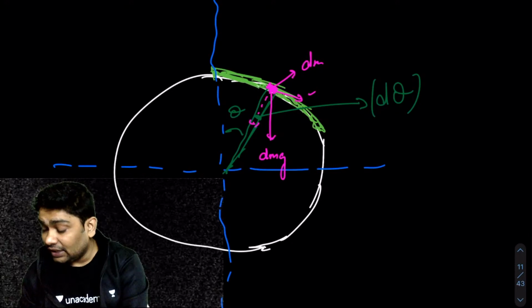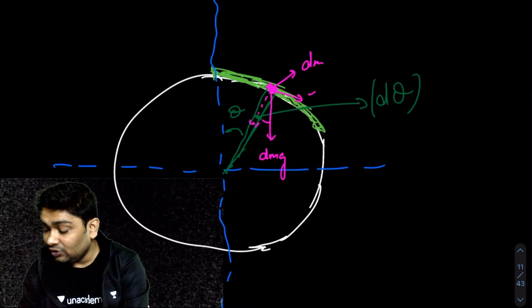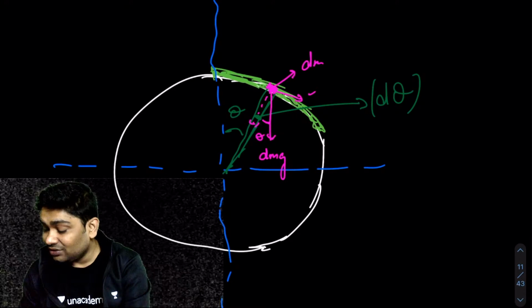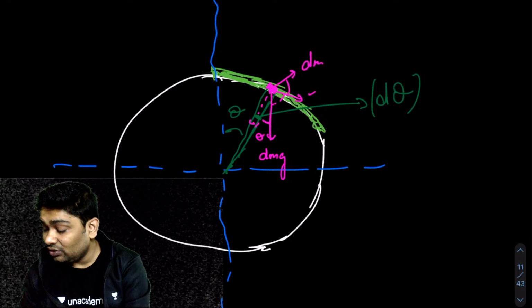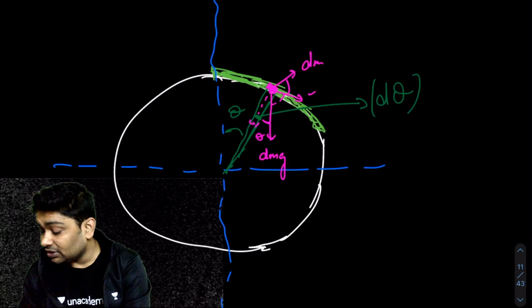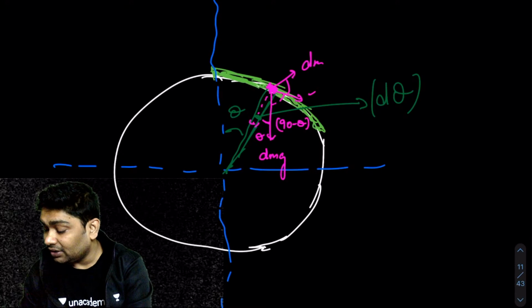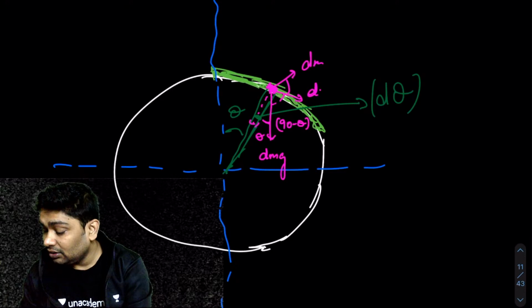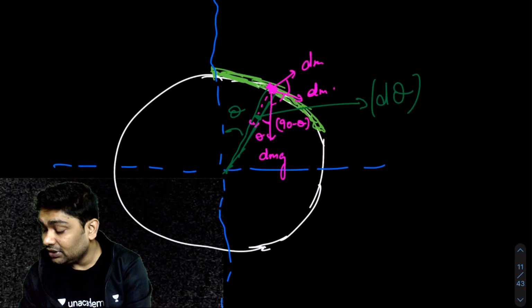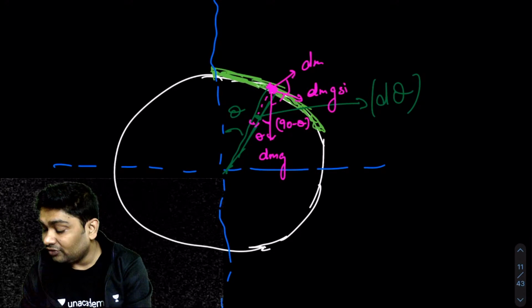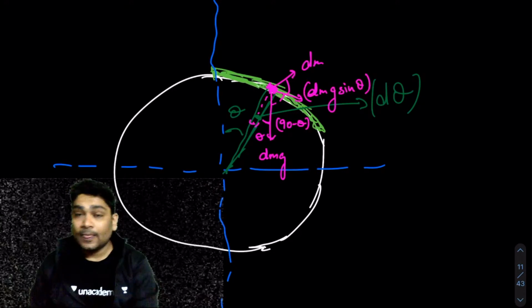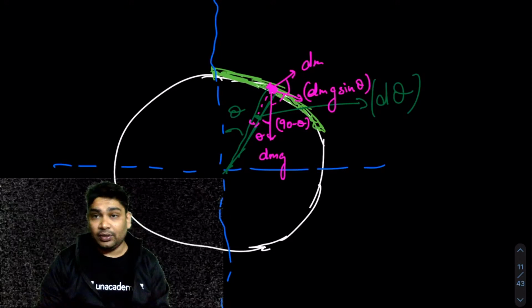Now, I notice that since this angle is theta, this angle will also be theta. Right. So this is 90 minus theta, and this will also be 90 minus theta. So I know that this component is nothing but dmg sine of theta. Do you agree? This will be the net tangential component.